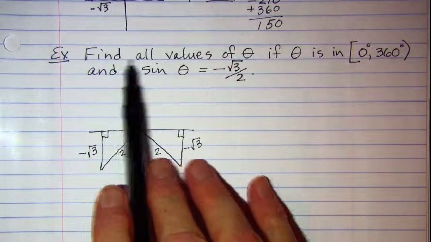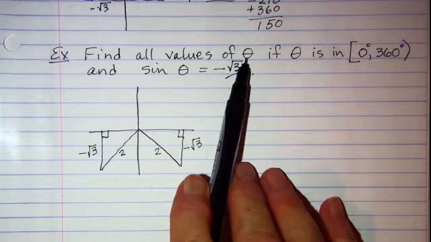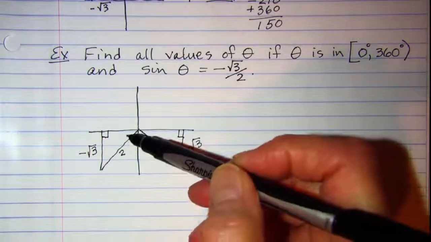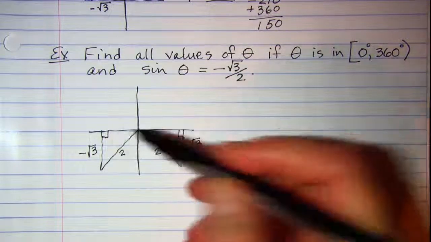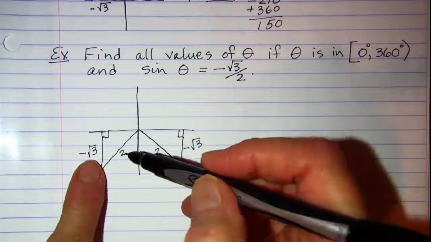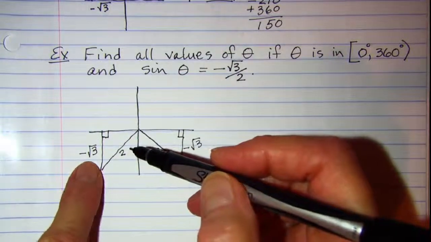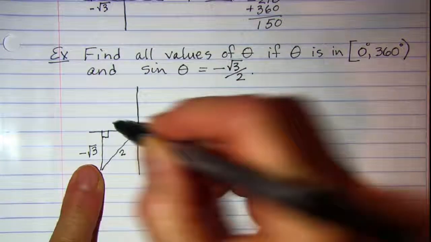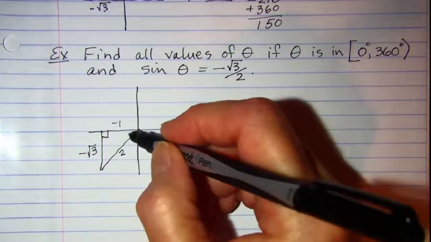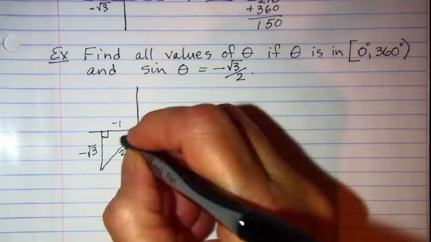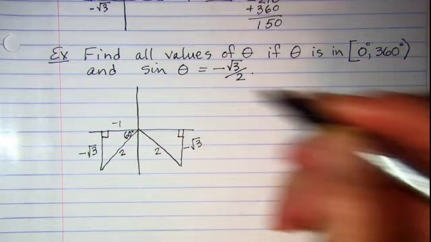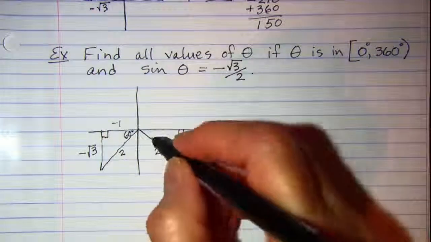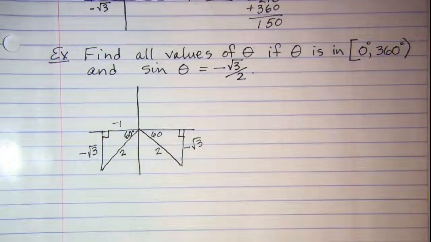And the problem was to know what is the theta, all values of theta. Well, we should recognize this as a 30, 60, 90 triangle because of that r value of 2 and the side value of root 3. This side will be a 1, actually negative 1. And the angle that's opposite the root 3 is our 60-degree angle. So our reference angle is 60. And same way on this one, our reference angle would be 60.